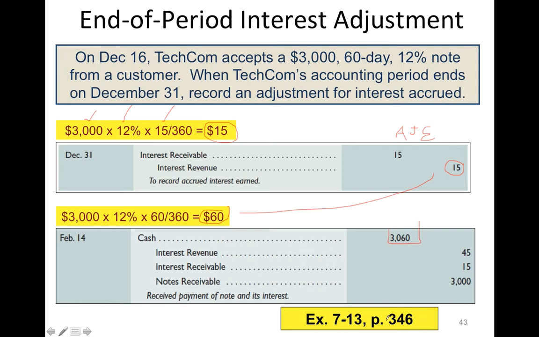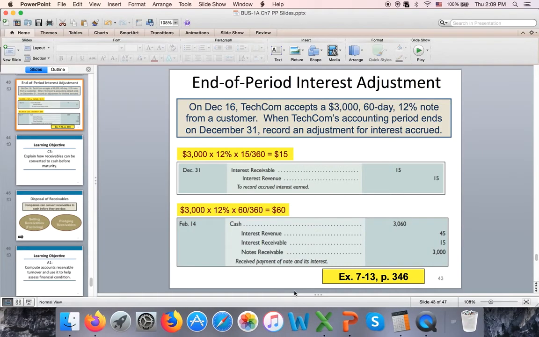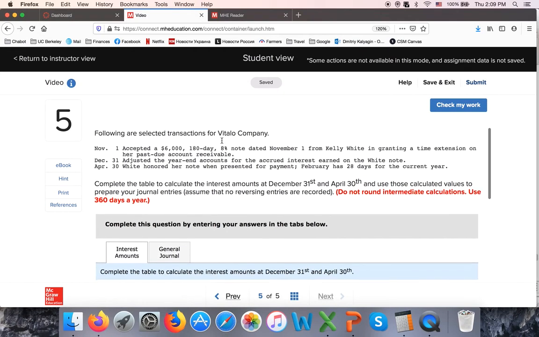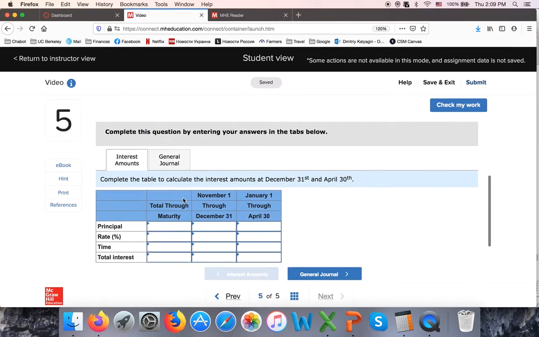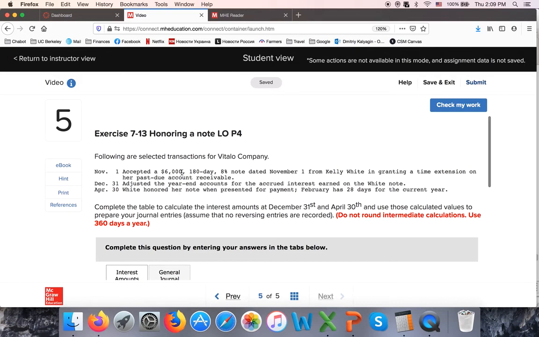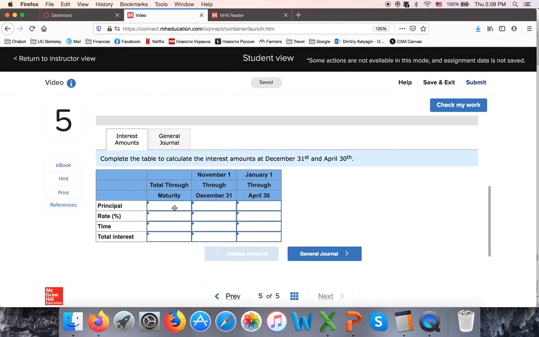Okay, so let's take a look at page 346 and exercise 7-13. Okay, honoring a note. November 1st, December 31st, April 30th. All right, so interest amounts, total through maturity. So what's the principal? $6,000, 180 days, 8% note. So principal is $6,000 for all of these examples, right? So this is total 180 days, total through maturity.